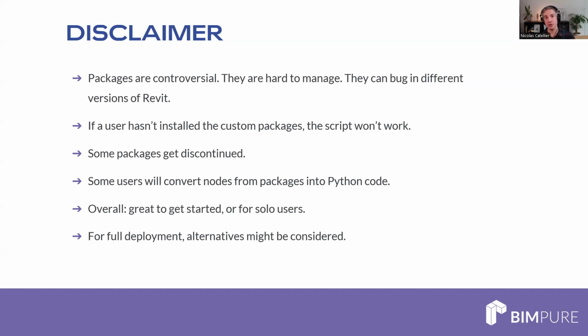And something that I do in some of my scripts, for example, is to convert them to Python code. So if I'm using a node from a package, since I'm working with a programmer these days, I might ask, hey, can you convert this node into a Python script just to ensure I don't have any weird dependencies in my script? So overall, custom nodes are great to get started. I use them all of the time. If you're a solo user, if it's for your BIM management work, for full deployment, they can work, but you can also consider alternatives.